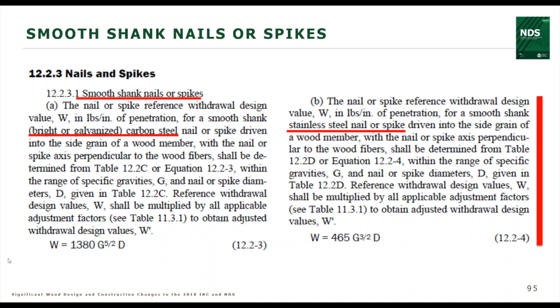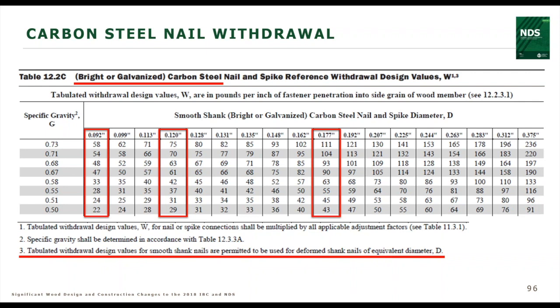And there's also new tables that were added or adjusted. So this one was actually just modified a little bit to reflect that there is a bright or galvanized carbon steel nail, and that's what this table corresponds with. So all this is really is expressing the results of that equation we looked at previously in tabulated form. So this gives you the withdrawal capacity in pounds per inch of fastener penetration into your wood member.